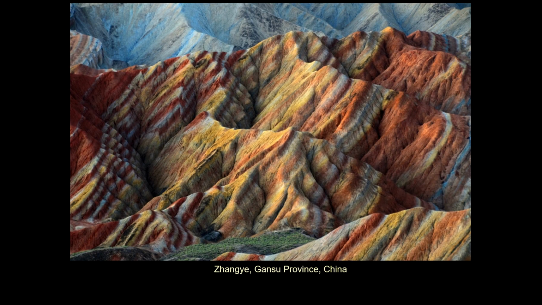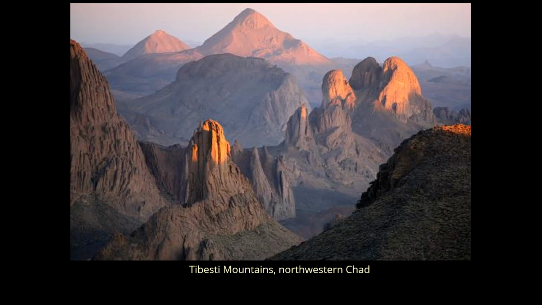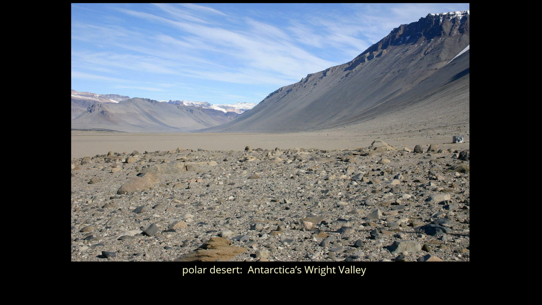Then some are pretty unusual, like this area of China with these very, very colorful rocks and minerals. And other areas are pretty mountainous, like this part of northwest Chad. We don't really think about mountainous areas in Central Africa. And we should probably also throw in polar deserts, which would, in some measures, be the very driest places on the planet. This is Antarctica's Wright Valley.